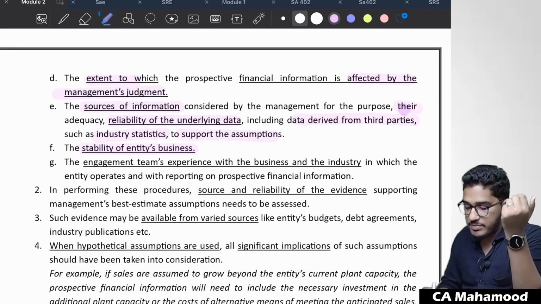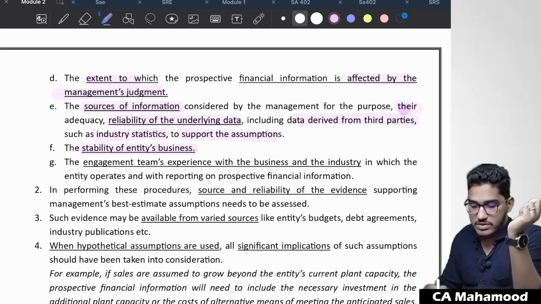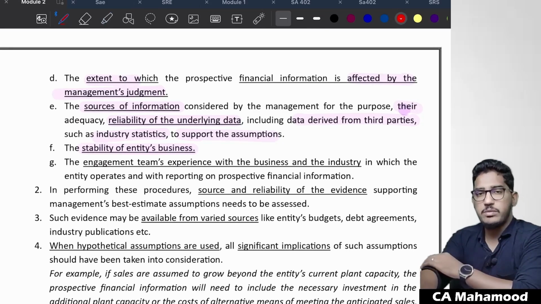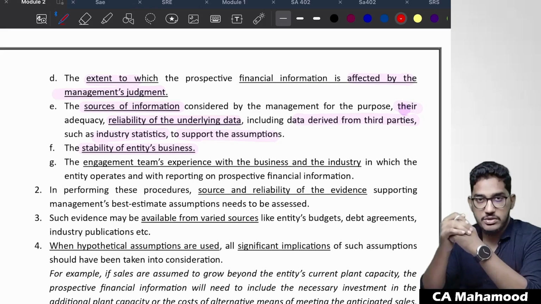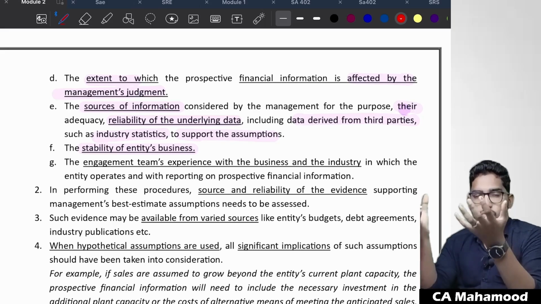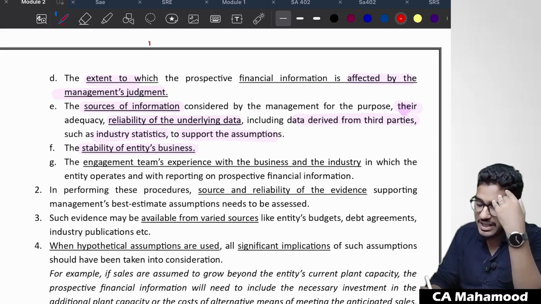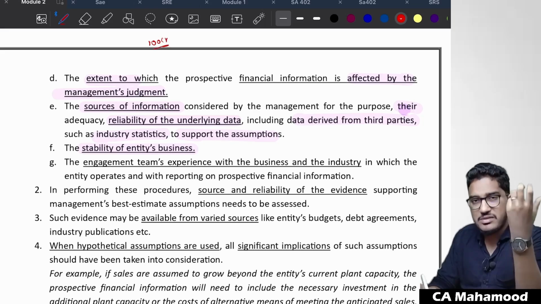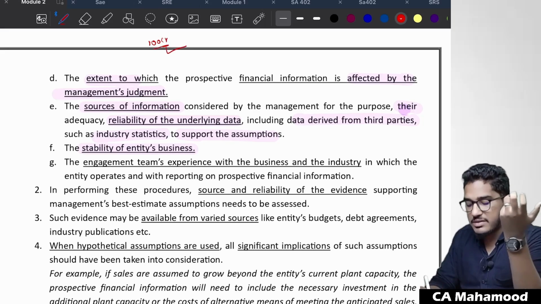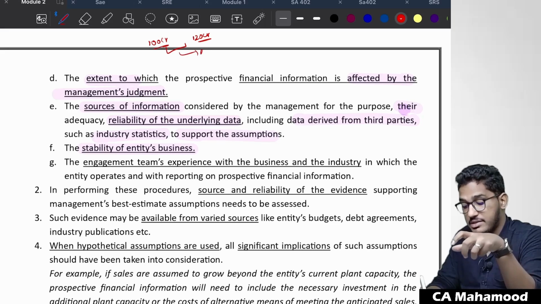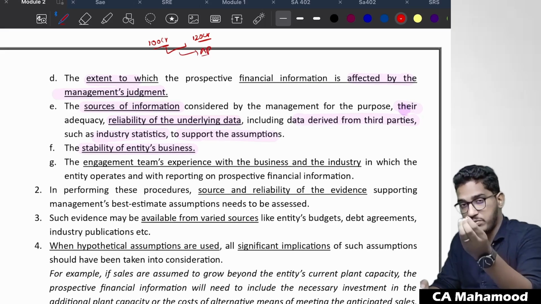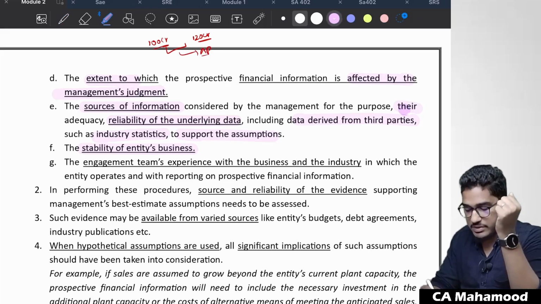The stability of the entity's business, whether the entity is stable or not stable. For example, if the entity's business is very much stable, then there will be less risk associated with the future financial information. When the company's business is not so stable, last year they made 100 crores of profit, but the business is not good, not stable, the industry is weakening, then even though they have made a realistic assumption of 120 crores, they have high chances of going wrong. In these cases, I have to perform more audit procedures. You have to pay more attention to the stability of the entity's business also.